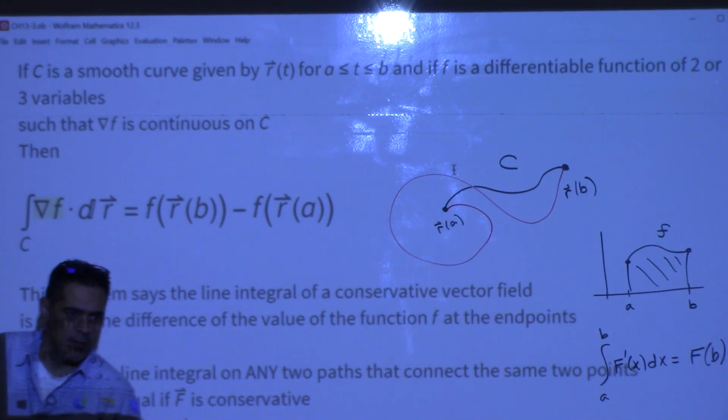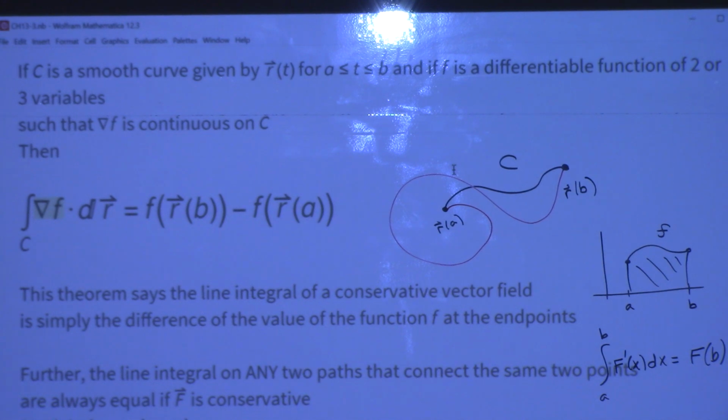So on Earth, and I'm getting ahead of myself here, when you're calculating work on Earth, is gravity a conservative vector field? Have y'all learned whether or not our gravitational field is conservative or not? No? We'll leave it as an open question.